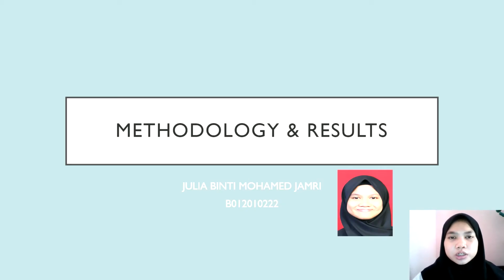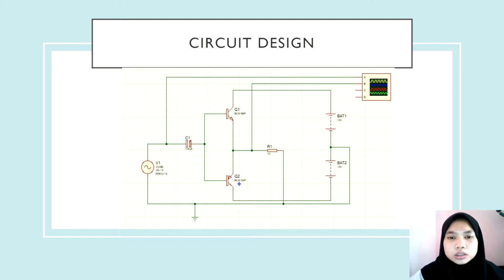Assalamualaikum warahmatullahi wabarakatuh. My name is Julia binti Muhammad Jamri and I will continue with methodology and results. This is our circuit design for the Class B power amplifier. The parameters that we use are a sine input of 10 volt, frequency 10 Hz, capacitor 100 microfarad, resistor and load 10 ohm, battery 10 volt, BC414 NPN and BC415 PNP.